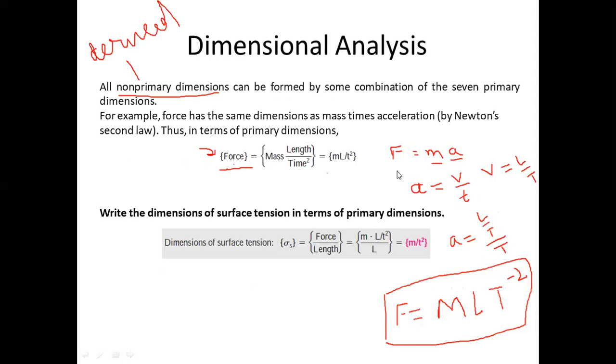So there are certain dimensions which are derived from primary dimensions. Force is an example of a derived dimension. Similarly, velocity and acceleration are also examples of derived dimensions. You can derive acceleration from the primary dimensions, length and time. Similarly, you can derive velocity from the primary dimensions, length and time.